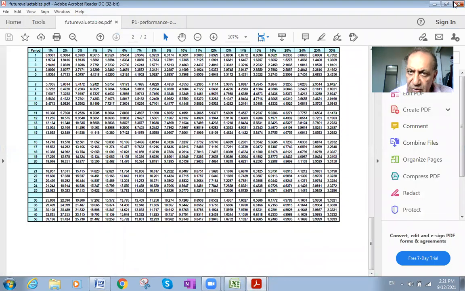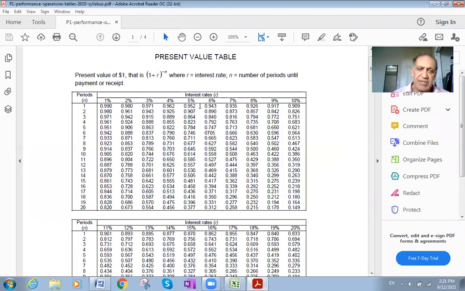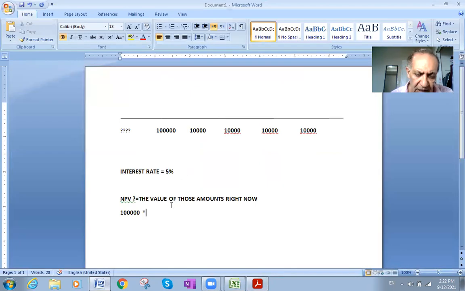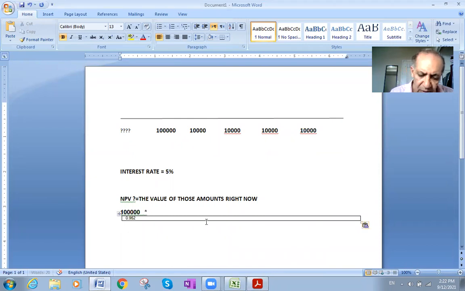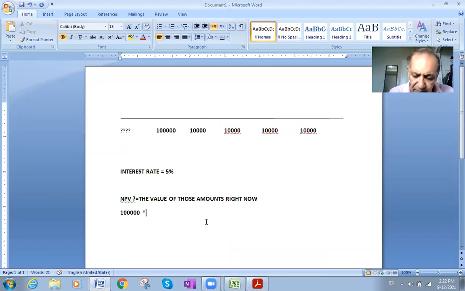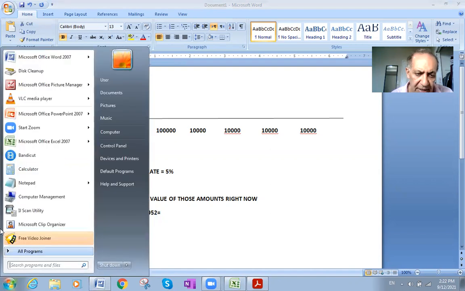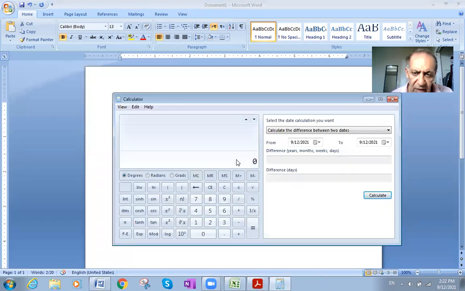Let me close this one. We don't need this anymore. We need this present value, so this amount will be 0.952. I will copy it with Control and C and paste it here. It took all this, so okay, I will write it by hand: 0.952. Then I will do it with the calculator: copy, go to my calculator, paste, and multiply.